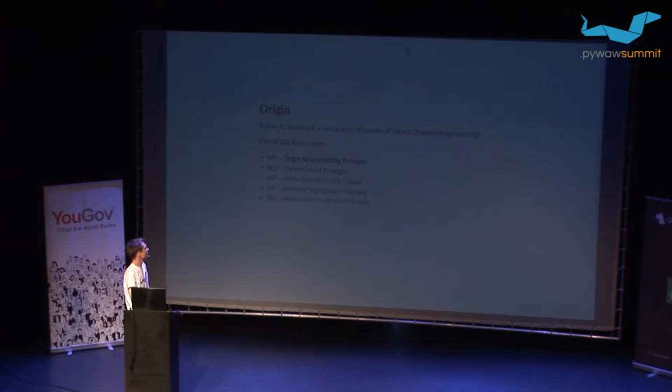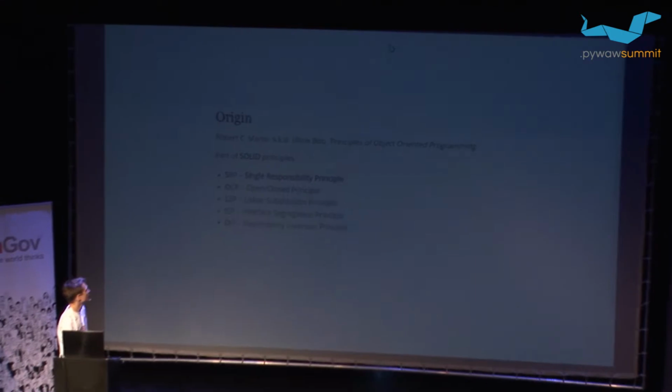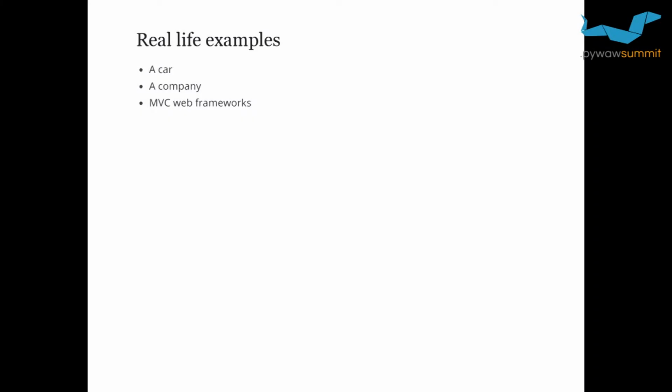And it's the first of five SOLID principles. SOLID is an acronym for five basic principles of object-oriented programming. The first one is SRP. Then we have open-closed principle, Liskov substitution, interface segregation, and dependency inversion. I'm not going to talk about all of them today. I'll just focus on the first one, but maybe I'll mention some of the others while showing some examples.